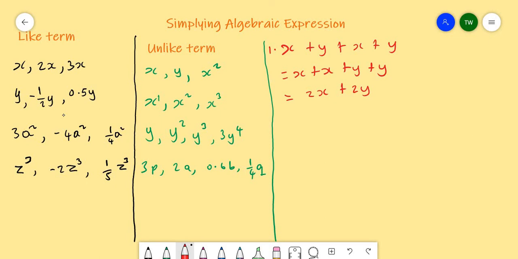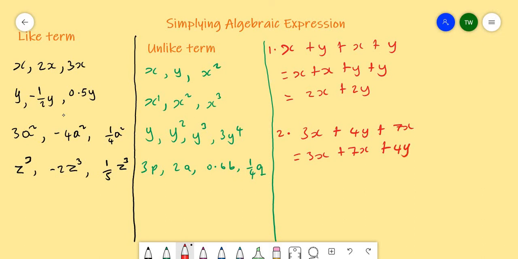Example 2 now. Let's say we have another example, which is 3x plus 4y plus 7x, right? And you are asked to simplify this expression. Then again, the first thing you will do is to group the like terms. So we're going to rearrange this to write the like terms beside each other. So we're going to put our 3x, then we have a plus 7x down here, we're going to write it here. So it's plus 7x. And then we put back our plus 4y.